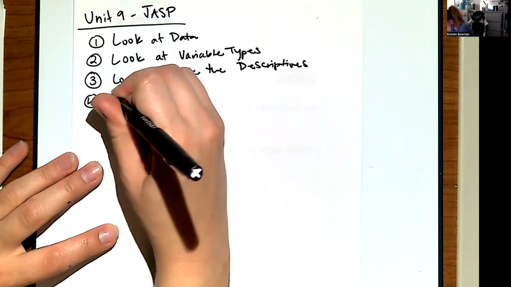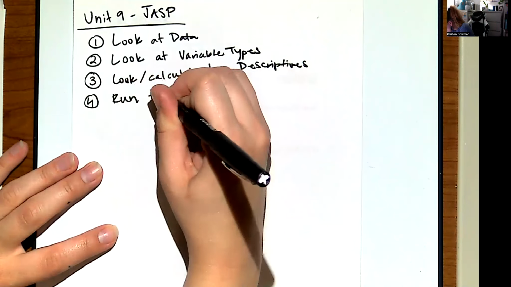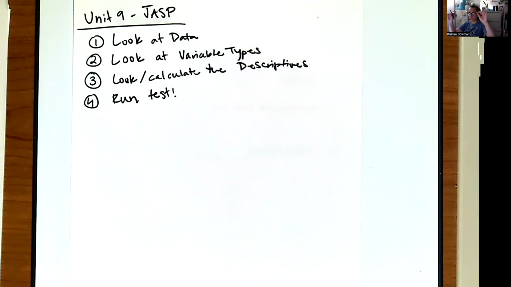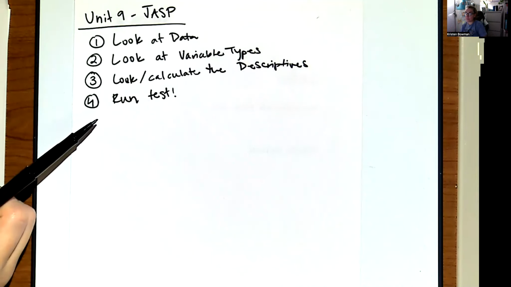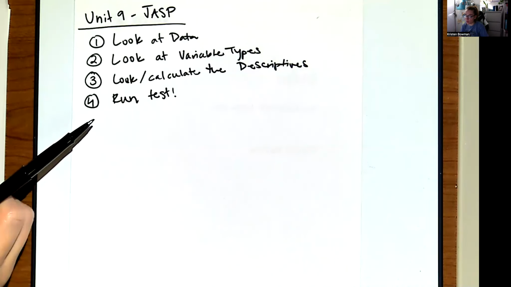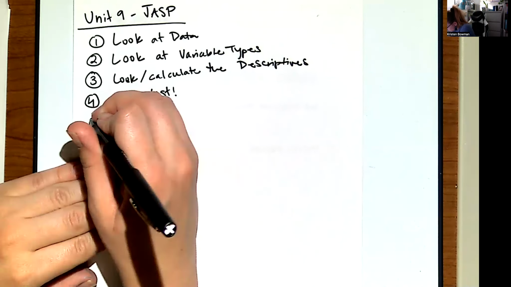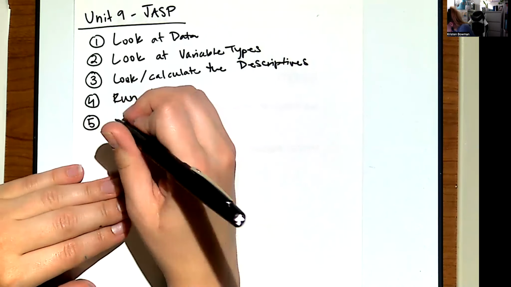So 4 would be to run the test. Now, remember on the homeworks or on your practice problems that we worked through, I gave you a situation and then I told you to determine what type of test to run. That's how you know what type of test to run. So go back and look at the problem to decide which test to run. Step 5 is that you'd look at your results.